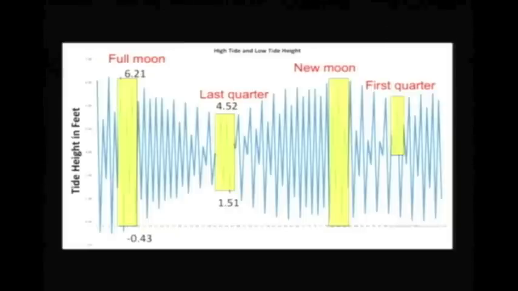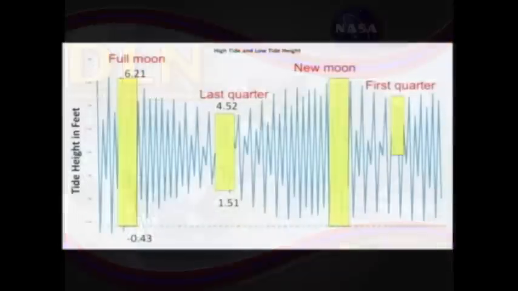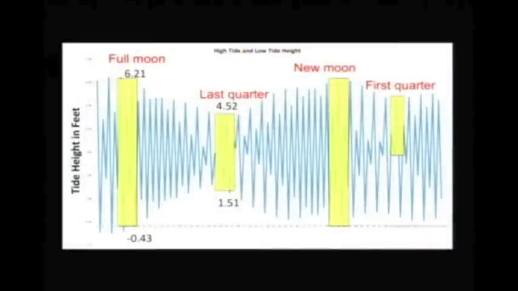I want you to take a few moments and think about why that might be. All right, let's talk about why we see a greater difference between high tide and low tide during the full moon and new moon, and less of a difference during the last quarter and first quarter. It has to do with the position of the moon during full moon, last quarter, new moon, and first quarter.